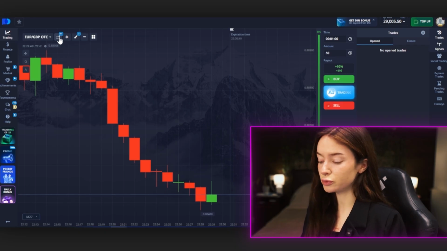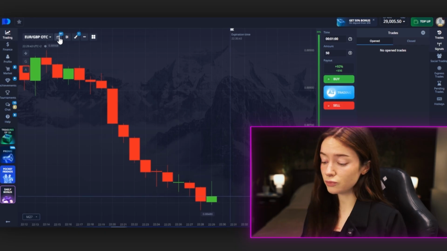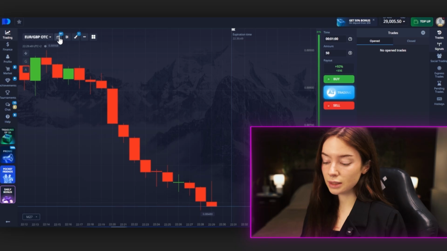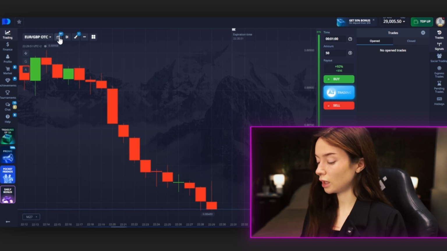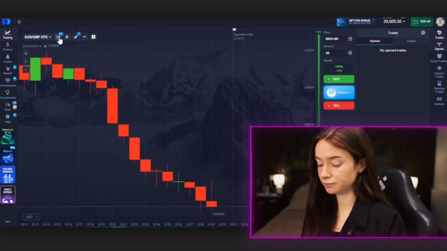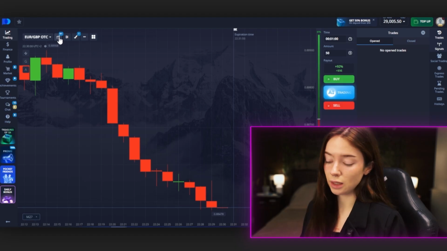How do you recognize a pullback? There was a breakout, then price returned to the level and held, and a reversal candle appeared. This is an ideal entry point. If it breaks upward, we wait for a pullback and then buy. If it breaks downward, we wait for a pullback and then sell.